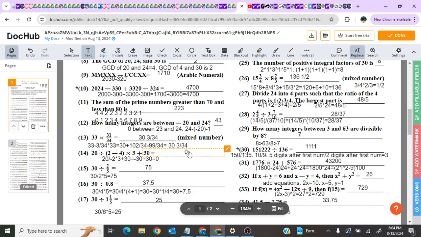14. 20 divided by negative 2 times 3 plus 30. 20 divided by negative 2 is negative 10 times 3 is negative 30 plus 30 is 0.